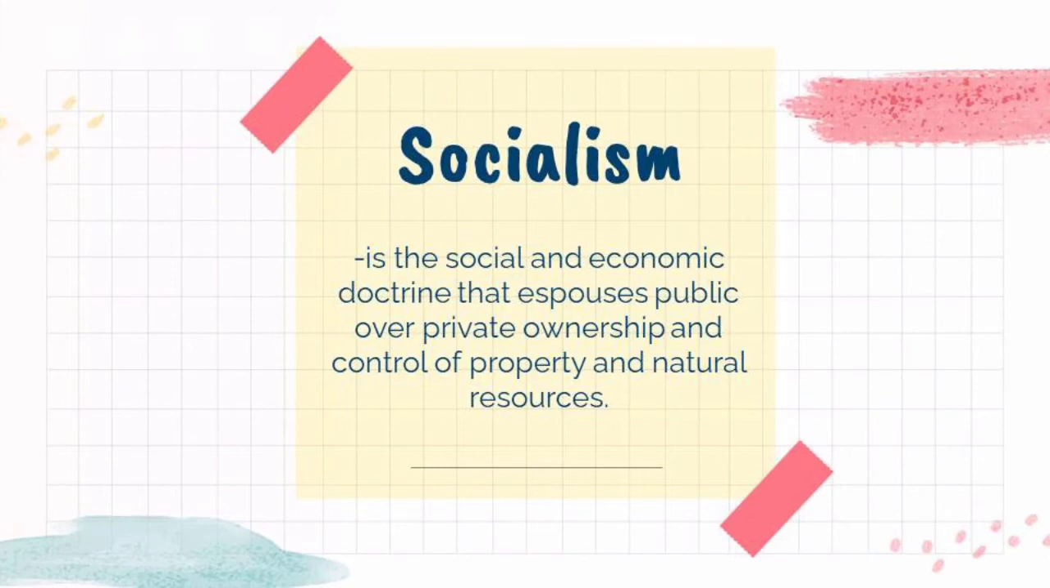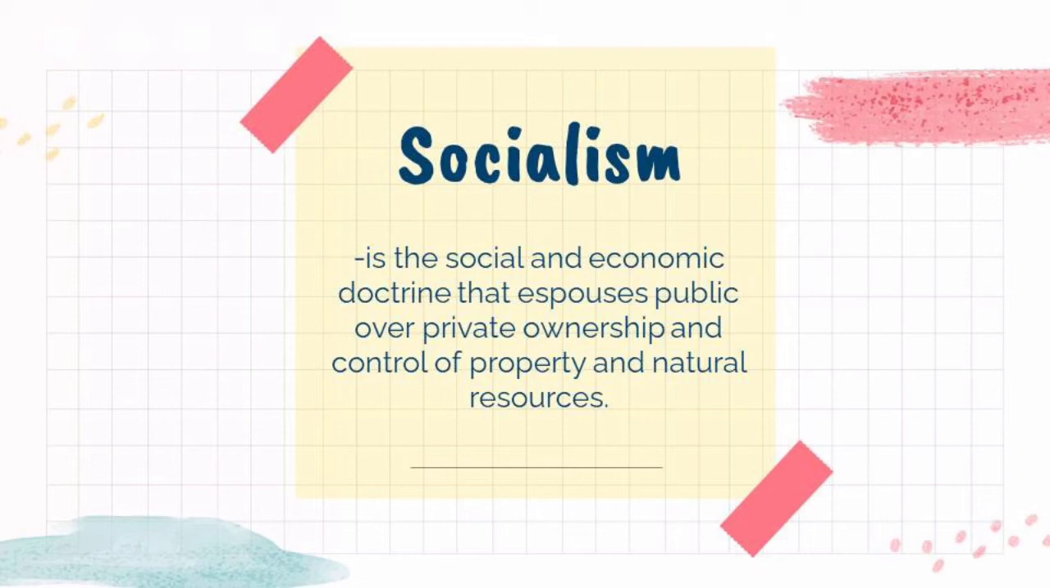Socialism. The definition of socialism varies widely, and many people use it synonymously with communism, but it is often distinguished as an economic system between communism and capitalism. Socialism is a social and economic doctrine that espouses public over private ownership and control of property and natural resources. Socialists argue that since everyone contributes to society in the form of work, everyone should benefit from it.